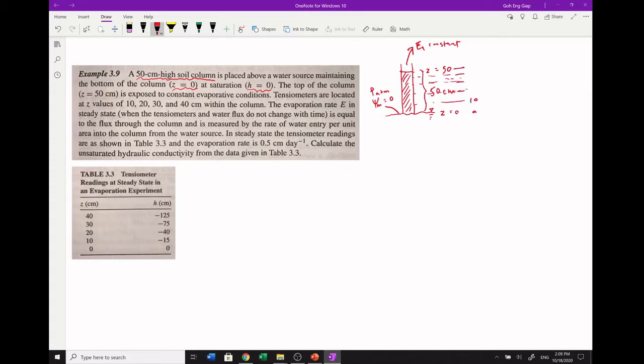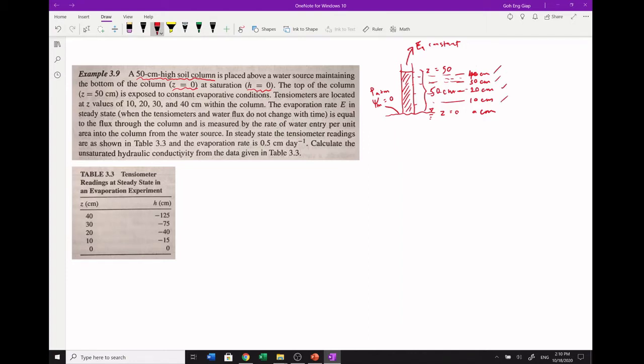So 10, 20, 30, 40, and 50 centimeter. That's where the tensiometers are being located. The tensiometers placed inside the column are to measure the pressure, the matric suction. Sorry, at 50 we don't have a tensiometer. We only have 10, 20, 30, and 40.